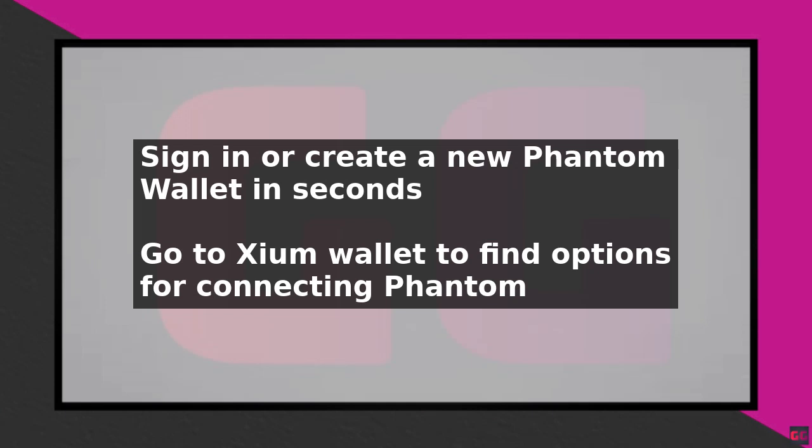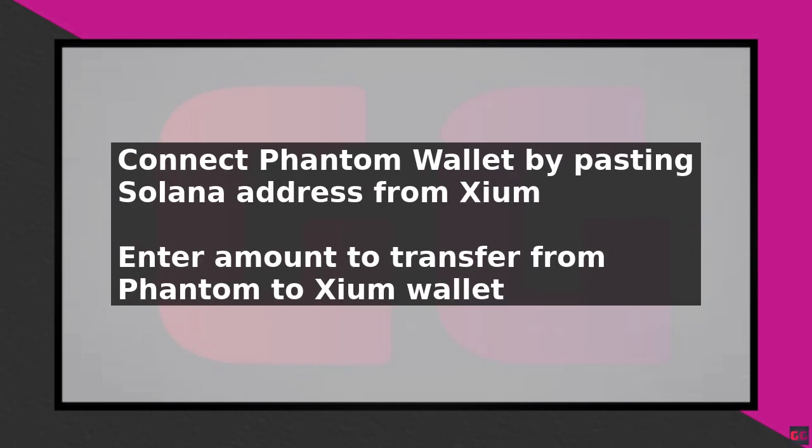The first option is to click on Wallets and then the plus icon, which will give you a deposit address. Open your Phantom wallet, click Send, select Solana, and paste in the recipient's Solana address. You can copy this address from Axiom and paste it into the Phantom wallet. Then enter the amount you want to transfer.